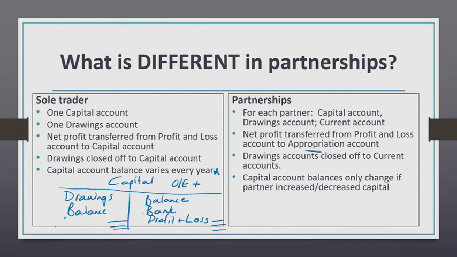That will be taken to the credit side again. That is why we said it varies every year, because we add the net profit to the balance. But in partnerships, it will only vary if the partner increases his capital contribution, or when the partner withdraws, decreases his capital contribution. There can be another entry there where the owner decreased his capital contribution, then we will credit bank and debit capital. So that's just to explain that one.